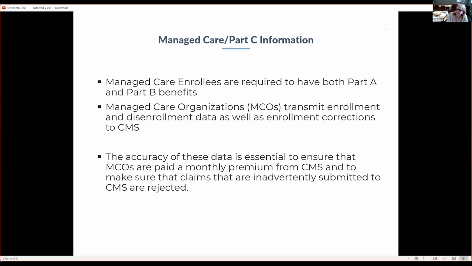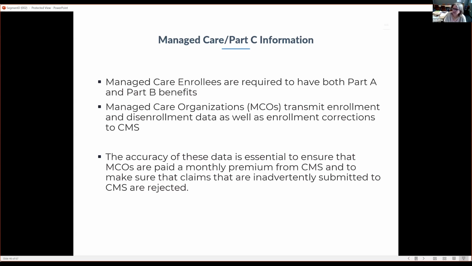Part C, managed care enrollees. So I apologize. Managed care enrollees are required to have both Part A and Part B benefits. So that's first of all. So when you think about an ABCD file, we would see them to have A plus B, but then we'd also see them in managed care.